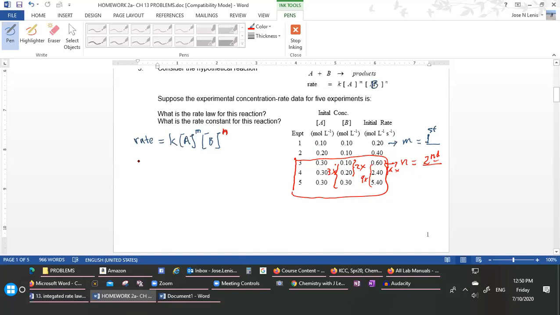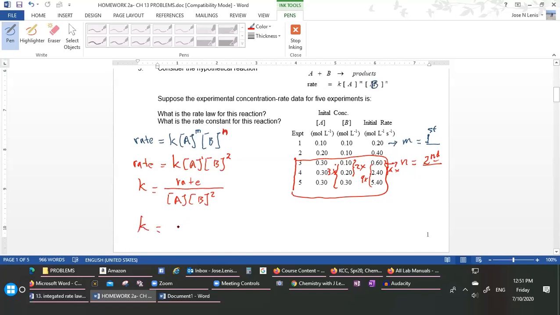All right, so we can rewrite the rate, and now we know the rate equals the constant times the concentration of A, which is m equals 1, to the first power, times the concentration of B, which is second order. The second part asks: what is the rate constant for the reaction? Now we know the rates, the concentrations, and the orders, so we can just solve for K. So K equals the rate, solving for K, we bring this down here, over the concentration of A times the concentration of B squared.